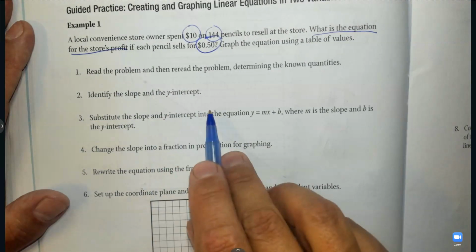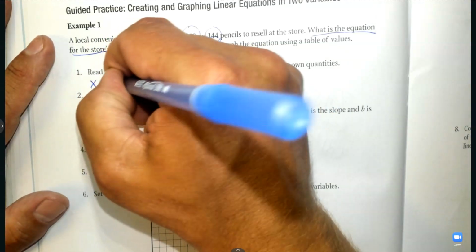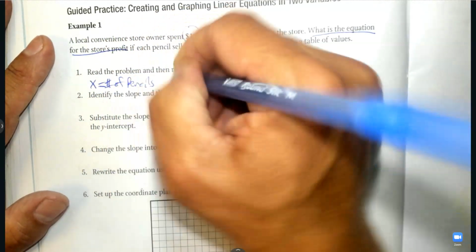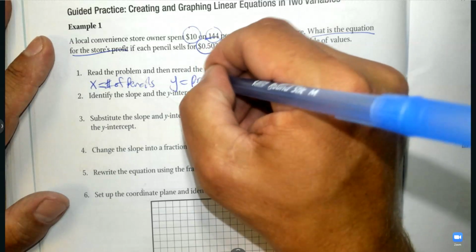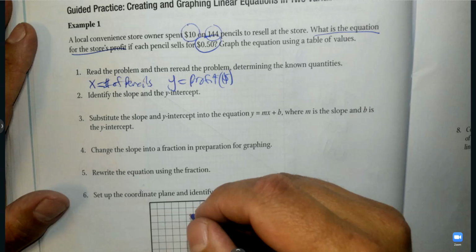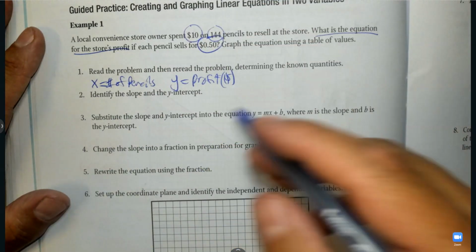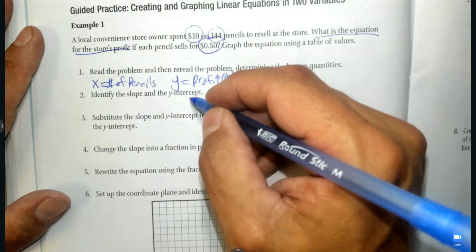So we're going to read the problem and reread it, determine the quantity. So X is going to be the number of pencils, and Y is going to be the profit in dollars, how much money we made on that. The slope and the y-intercept. So we're going to look at the question and understand in terms of the profit. So this is going to take a moment to find these two things.